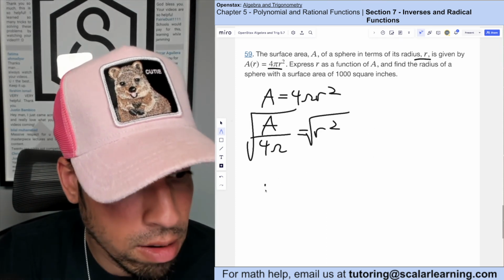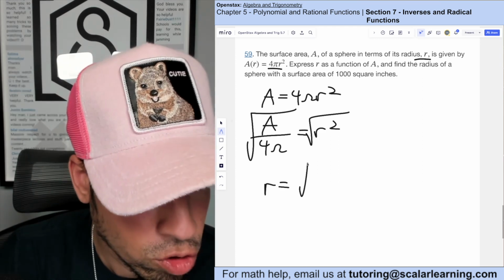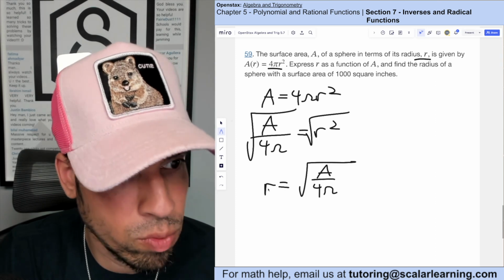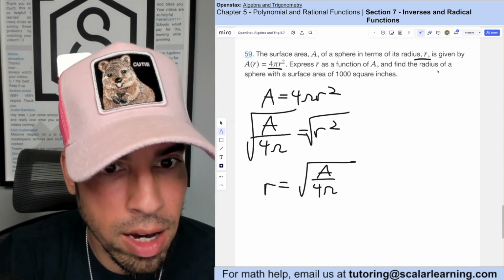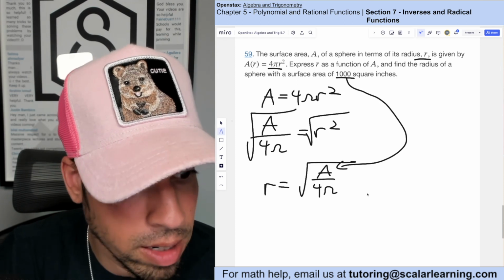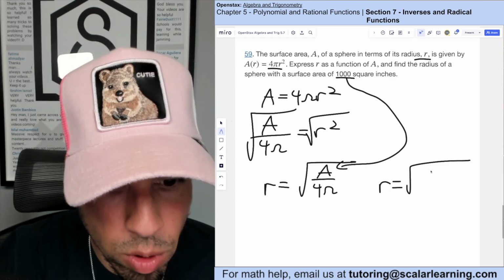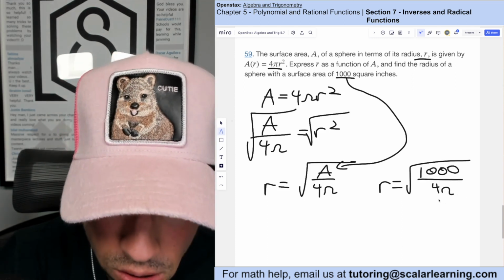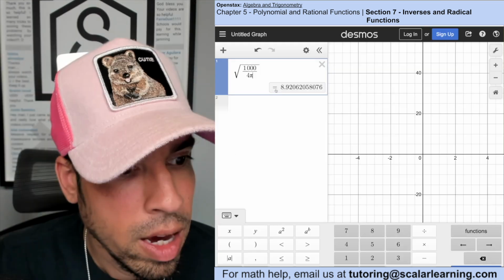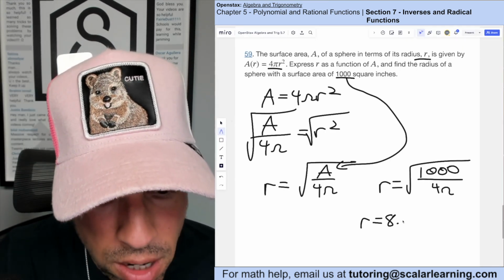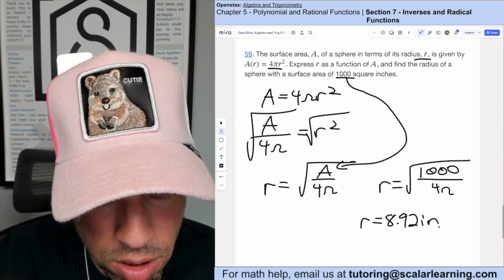And now I have r equals the square root of A over 4 pi. And then it wants us to find the radius when you have a surface area of 1,000. So we're going to plug 1,000 in for A. We've got r equals the square root of 1,000 over 4 pi. Let's plug it into our calculator to get a nice approximation. And it becomes roughly 8.92. So the answer is approximately 8.92 and the unit is inches.